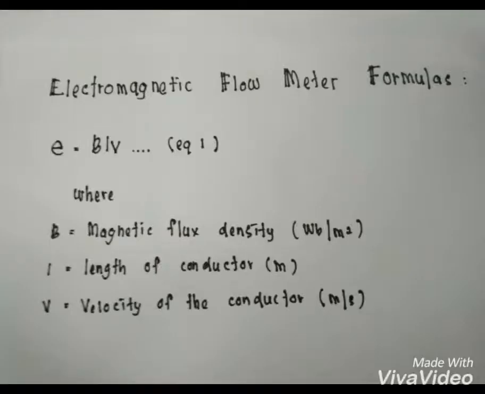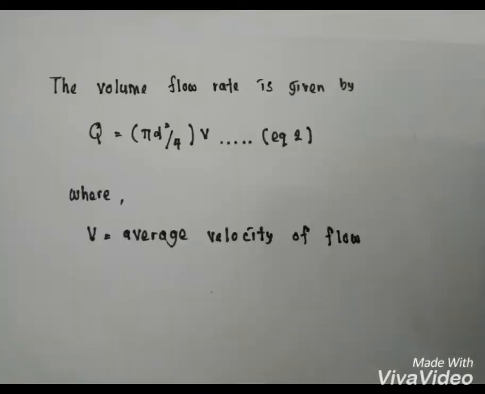Okay, now from this picture, I will explain in more detail about the electromagnetic flow meter formula. From Faraday's law that I have mentioned earlier, we get the first equation, which is E equals BLV, where B is the magnetic flux density, L is the length of the conductor, and V is the velocity of the conductor. The second equation is from volume flow rate. The formula is Q equals pi d squared over 4 times V, where V is the average velocity of flow, and in this case V is also known as the conductor.